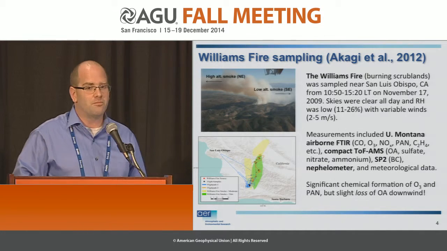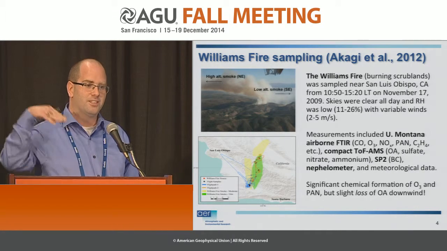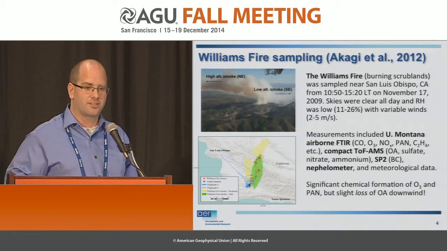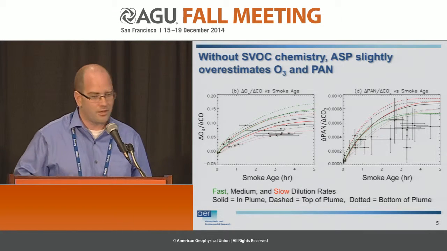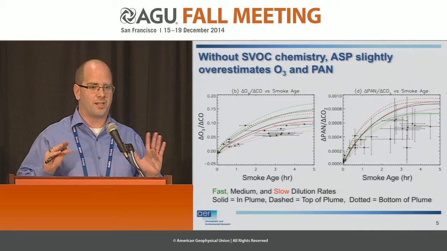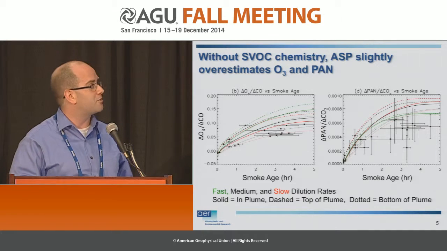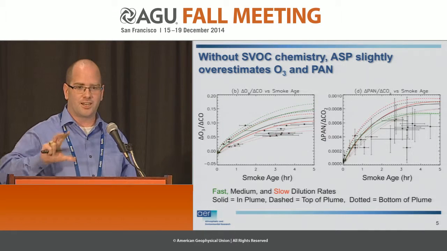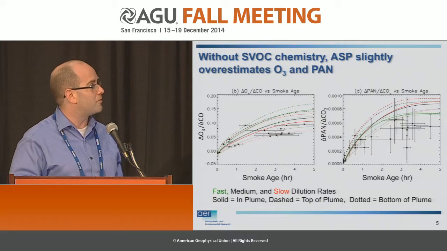Now, the main results from this study was that there was significant chemical formation of ozone and PAN, but when corrected to CO, the organic aerosol actually had a slight loss as the plume moved downwind, and that's what we're going to try to explain with our modeling study. So to start with, I did the model run just using the compounds we had identified either from literature emission factors or from the measurements themselves, and assuming that the unidentified compounds are unreactive for the moment, just to give us a baseline of the model performance.